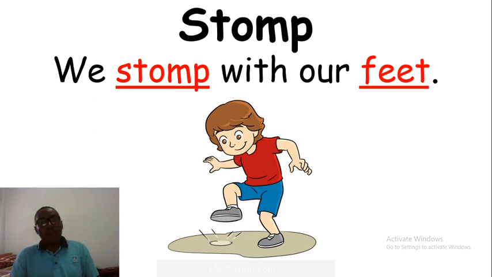Next is stomp. Again, stomp. So we stomp with our feet. These are our feet. If it is one, it is foot. If they are many, they are feet. So the plural of foot is feet. So we stomp with our feet. They are the ones that help us to stomp. How do we spell stomp? S-T-O-M-P. For example, he is stomping with his feet.